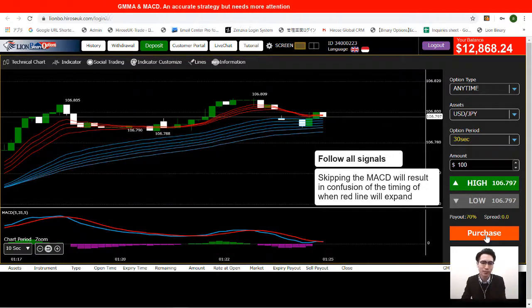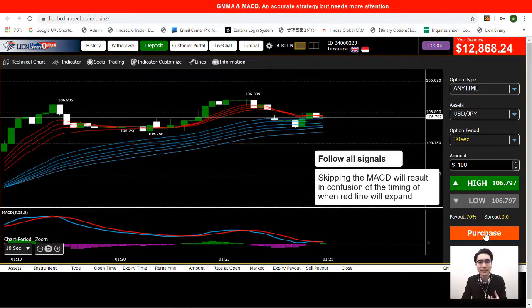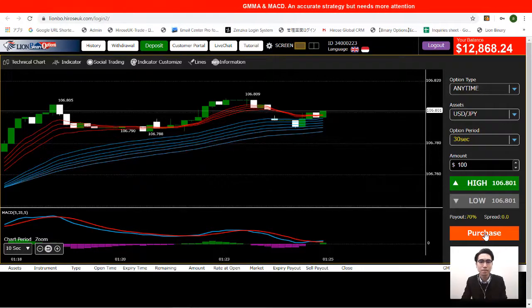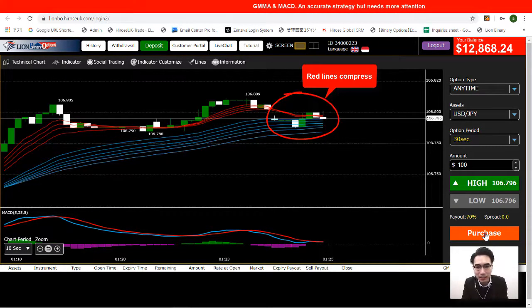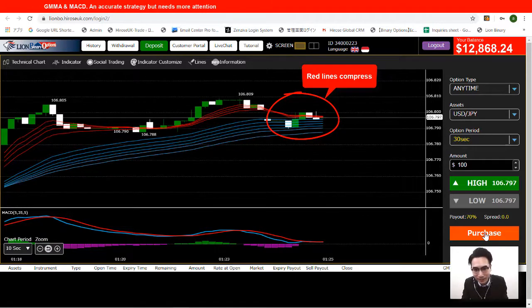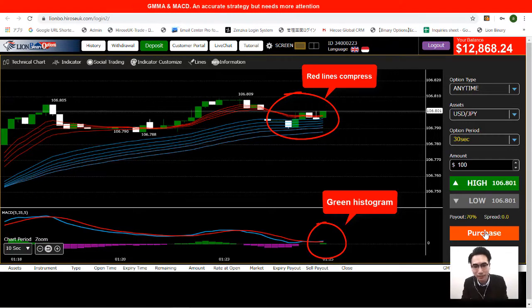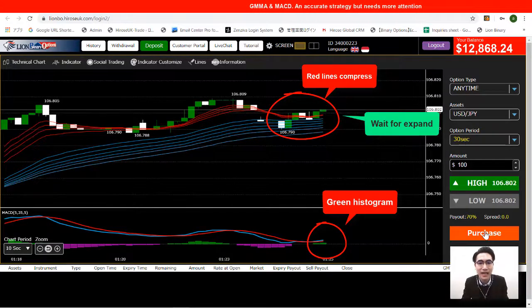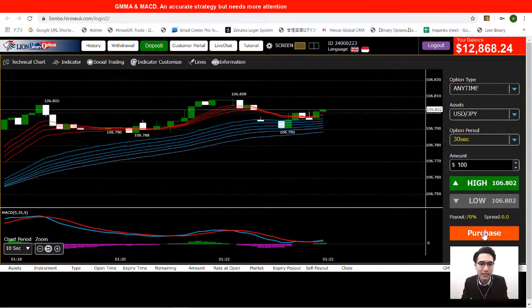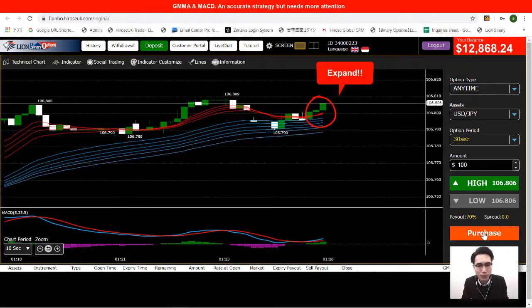So that's why it's really important that you follow every single signal from the indicators. And now you see the MACD, the GMMAs are compressing, and if we take a look at MACD, the green histogram comes out, the lines cross over. But at this point, the last thing I'm waiting for is an expansion of the red line. So once the red line starts to expand, then I will place my trade. So that's the strategy, and just waiting for a bit here.